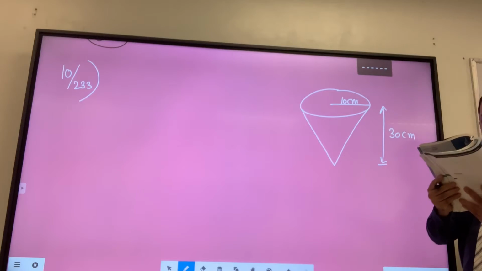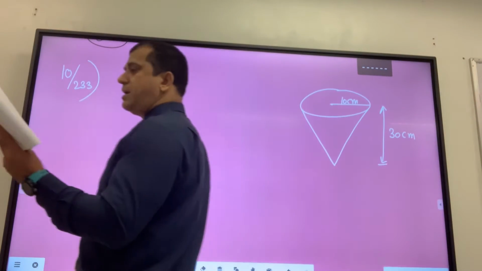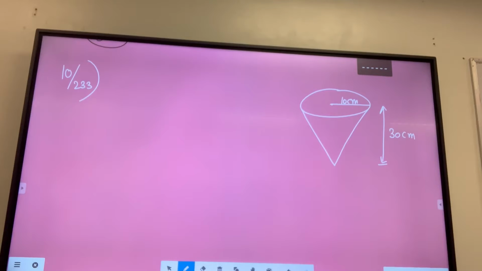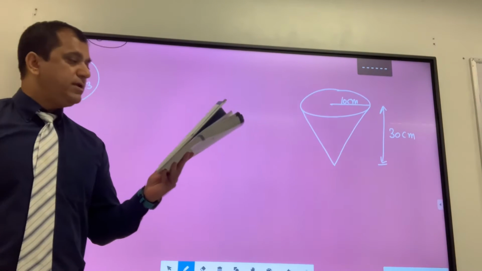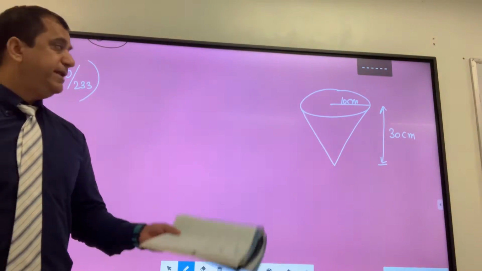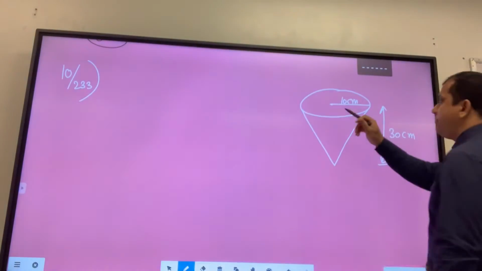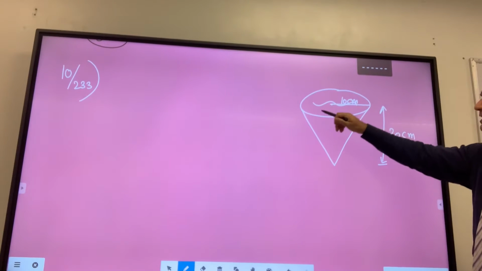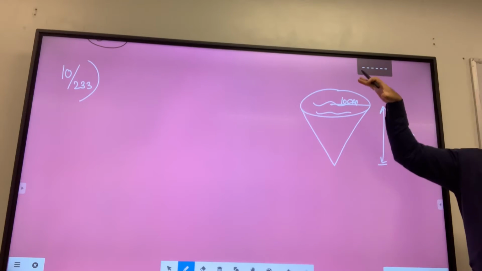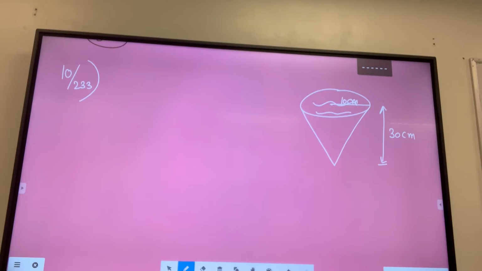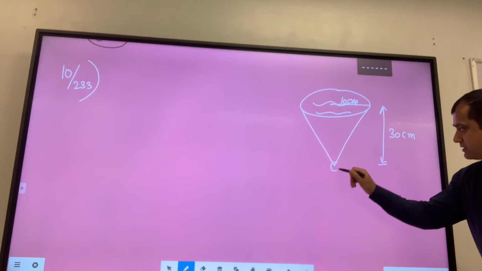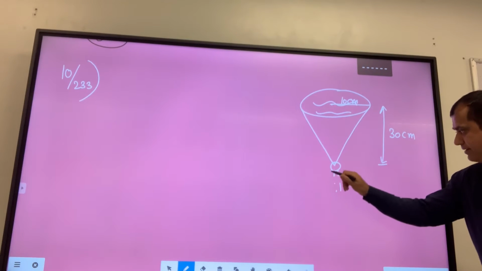Now the question. The diagram shows a right circular cone with radius 10 centimeter and height 30 centimeter. Here, the cone is initially completely filled with water. Initially, at the start, there was water up till the top. It was fully filled with water. Then water leaks out of the cone through a small hole at the vertex. There is a hole at this vertex. From this hole, water starts leaking.